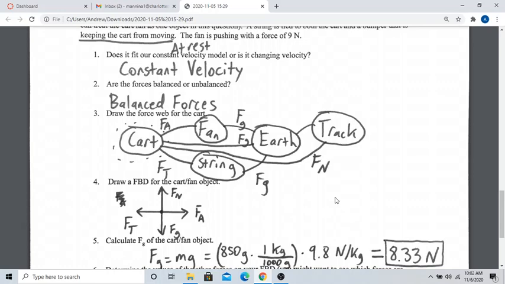Remember, that's what we call those little arrows. We can start drawing them the correct length to actually show, if someone looked at it, which forces are bigger than the other forces. All right. Now, the next couple ones are both calculation questions.